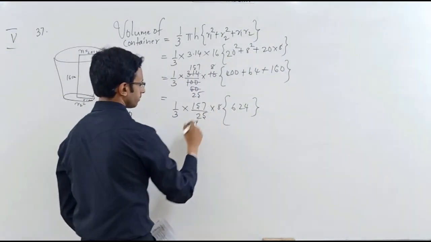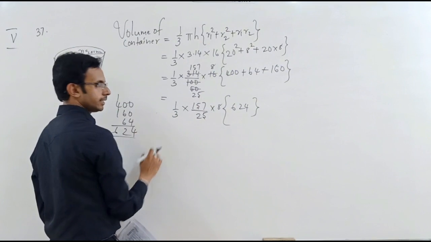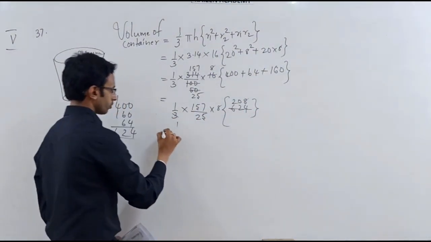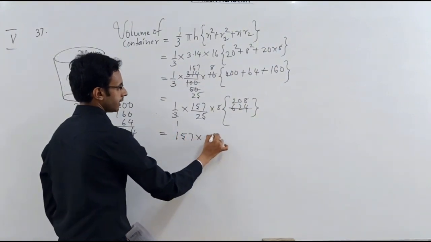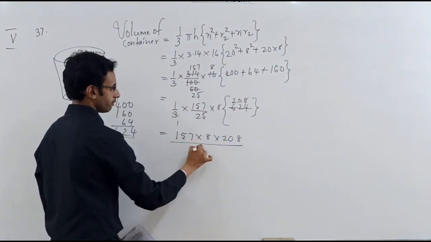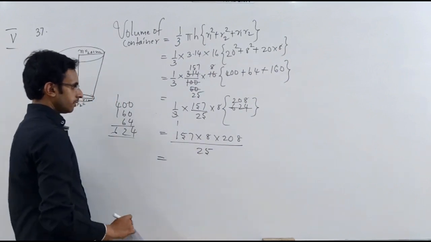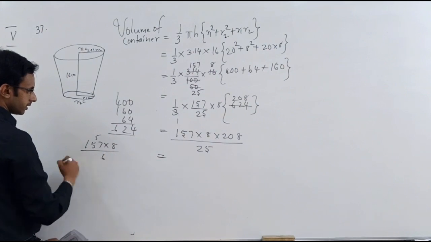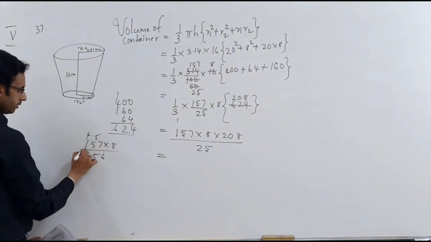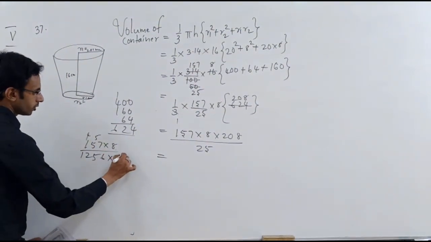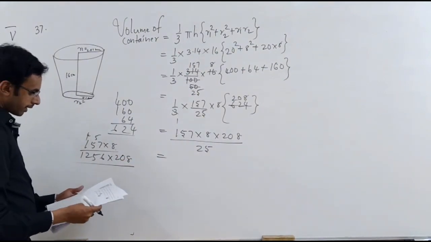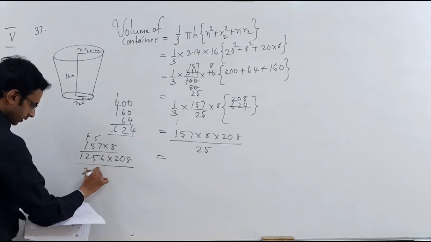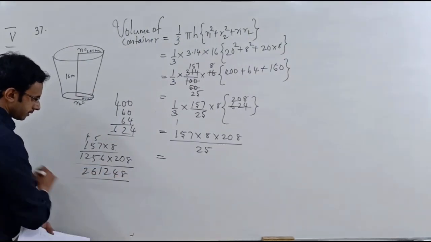We can divide 624 by 3. 3 1s are 3, 3 2s are 6 and 3 8s are 24. So you get 157 into 8 into 208 divided by 25. We need to multiply all these 3. 157 into 8, 7 8s are 56, and so on, gives 1256. Then 1256 into 208. If you multiply 1256 into 208, you are going to get 261248.